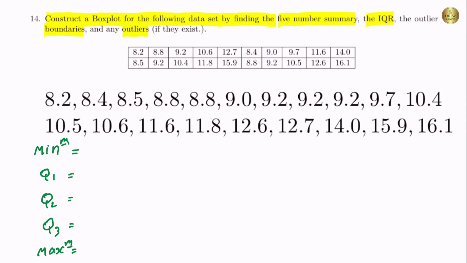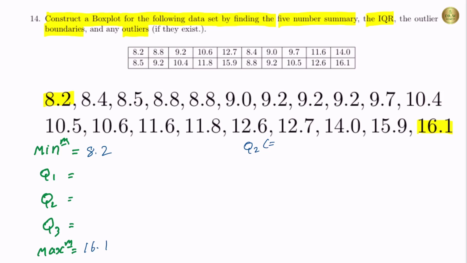What is the first step? First step, put these numbers in order. I put these numbers in increasing order. So, minimum is 8.2 and maximum is 16.1. Then we can find the Q2.